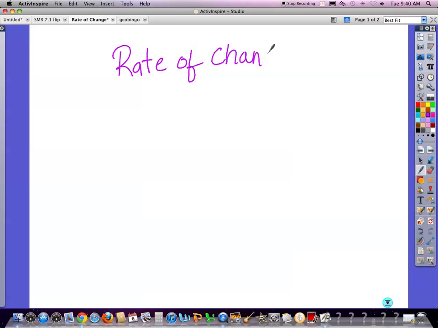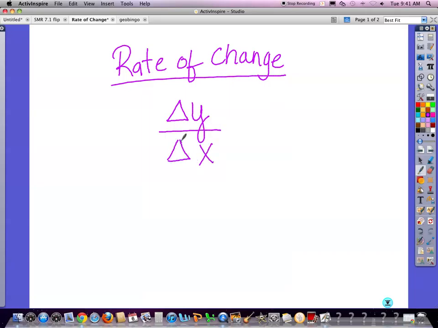Okay, rate of change. When we're talking about rate of change, we're also going to call it slope, but today I'm going to call it rate of change, and then probably from here on after, we'll call it slope. Basically the same thing, but you're finding the change in y over the change in x, and I'll put this all together for you in a little bit.